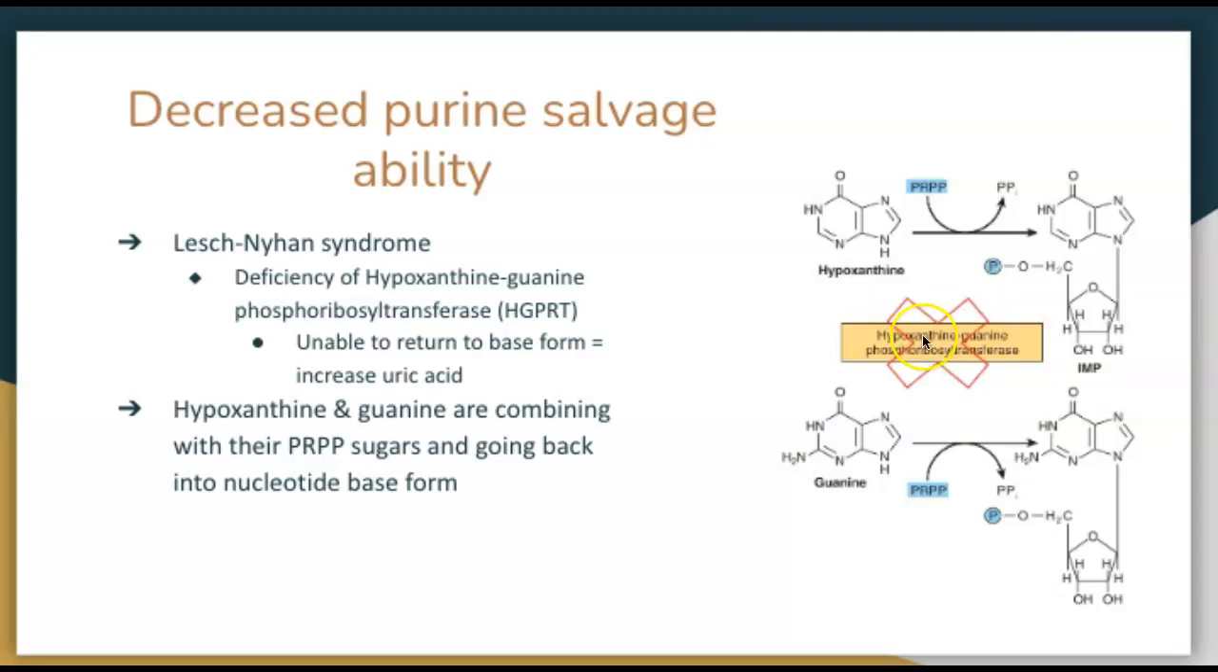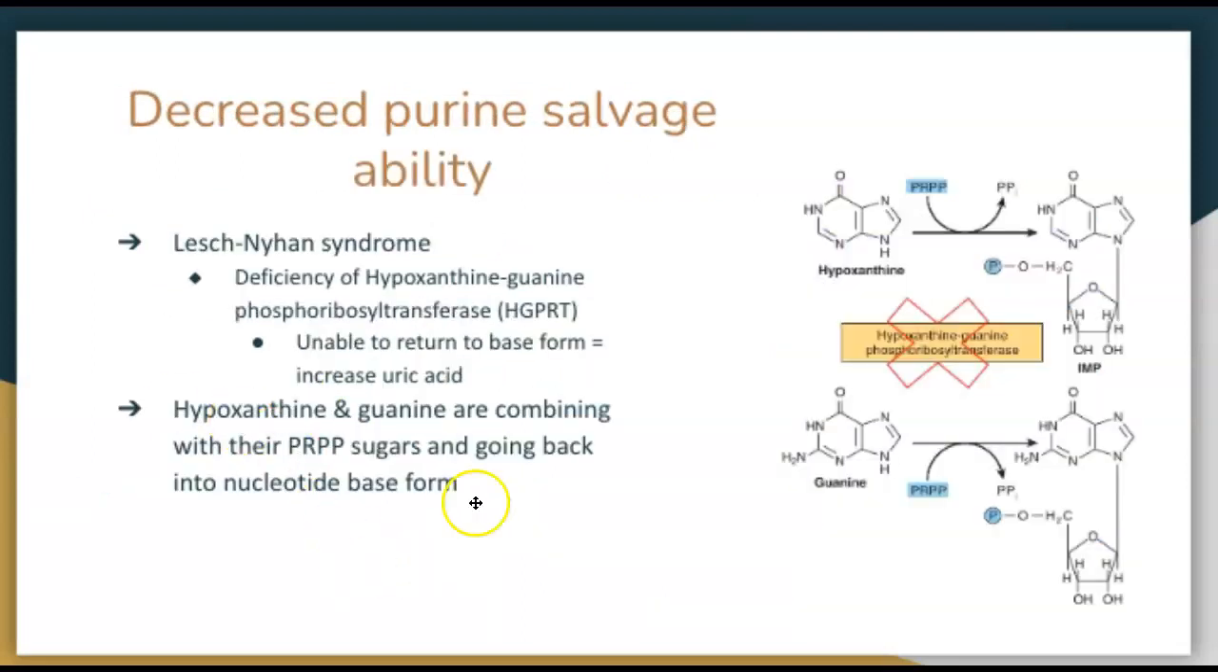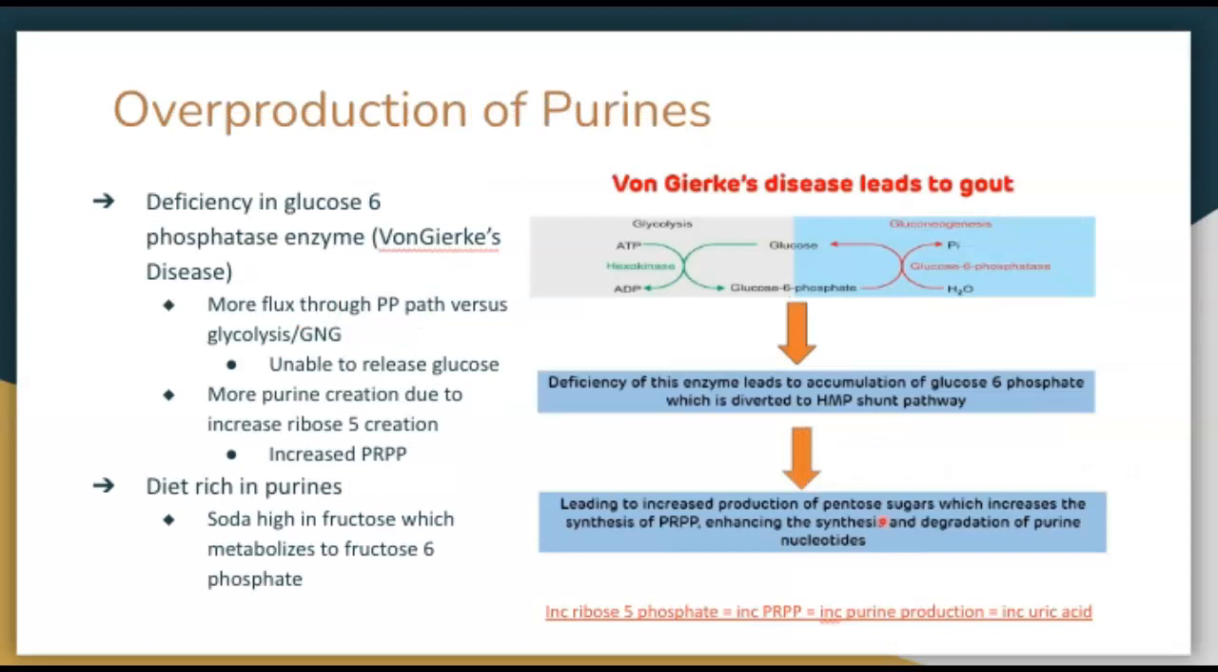But if this enzyme is not working, then the reaction is going to flow downstream towards xanthine and therefore uric acid. Here you can see that the hypoxanthine and the guanine are combining with PRPP, which is the sugar, and then going back into their nucleotide base of IMP, GMP. This disorder would be called Lesch-Nyhan syndrome if this is the enzyme that this patient is having difficulties with.